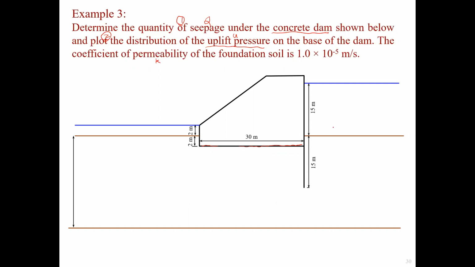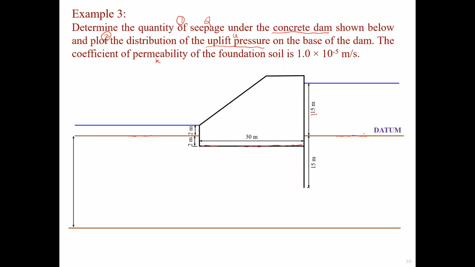Again, for this case the dimensions have been given, and this is a reasonable scale plot. The water upstream is 50 meters above the soil surface, and the water downstream is 2 meters above the soil surface. The dam is 2 meters below the ground. And here on the right-hand side, there's a pile 50 meters below the ground. So that's roughly the dimensions of this problem.